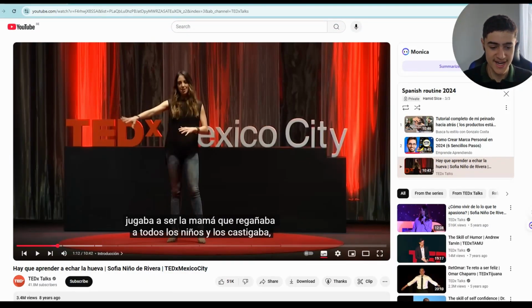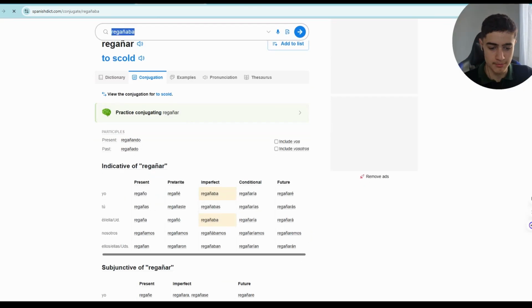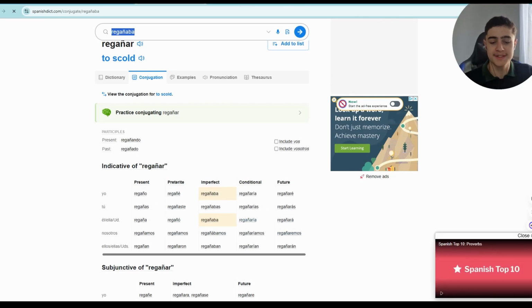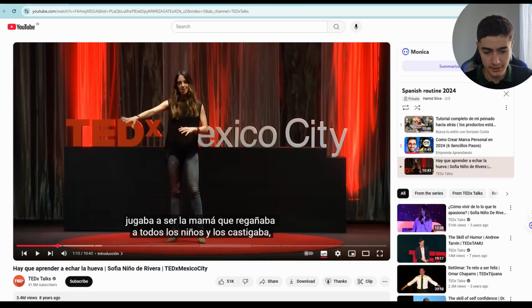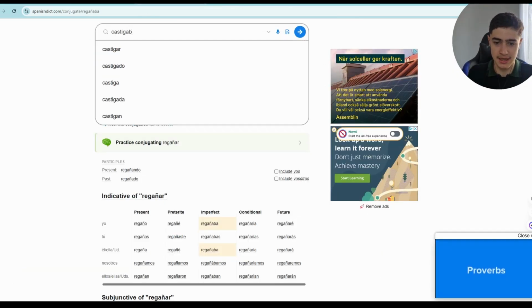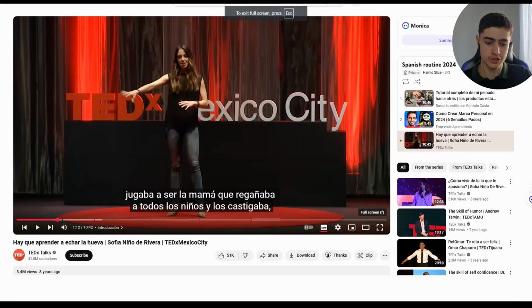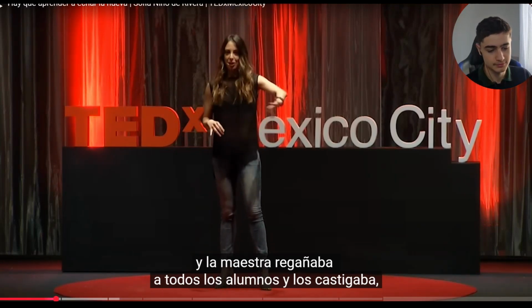Let's say you don't understand regañaba. It could also be that you don't understand the actual conjugation. Then you go here and you can understand where it is found. I don't want anyone to memorize this either. This is just to remind yourself. This exercise is specifically for when you understand the grammar and you want to understand natives now. So, to scold. Punish. So, to scold and punish the kids. She was playing the mom that scolded and punished the kids.